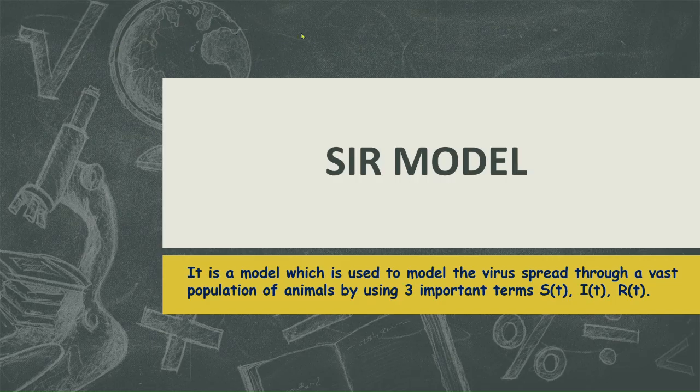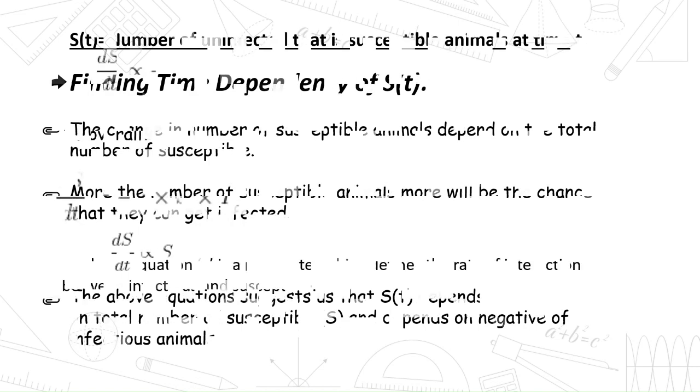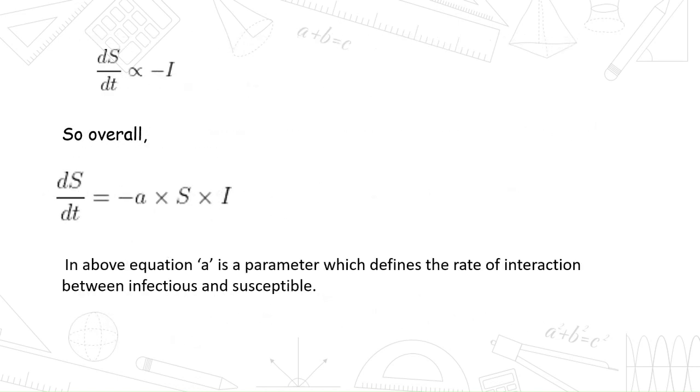Now I shall explain the SIR model. The SIR model is used to explain the spreading of a virus in a vast population of animals. S(t) is the number of susceptible animals at any time t. Now let's discuss finding the time dependency of S(t). By basic maths, we can understand that the more susceptible animals there are, the more chances they get infected, and it also depends on the negative of the number of infectious animals. Now, the overall equation is as shown.